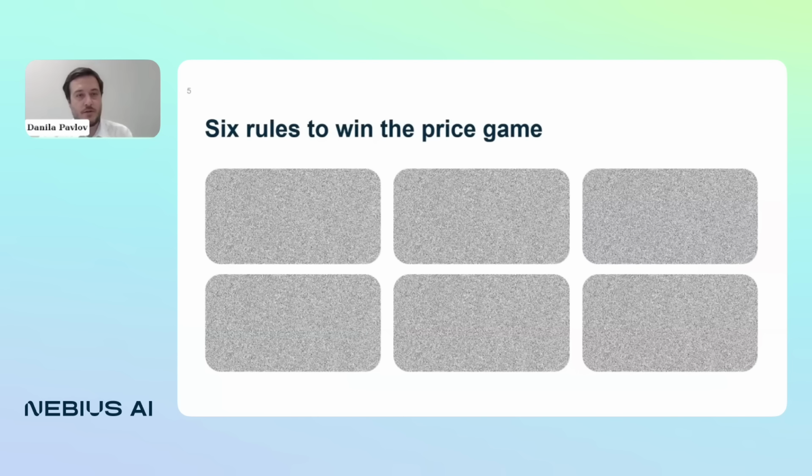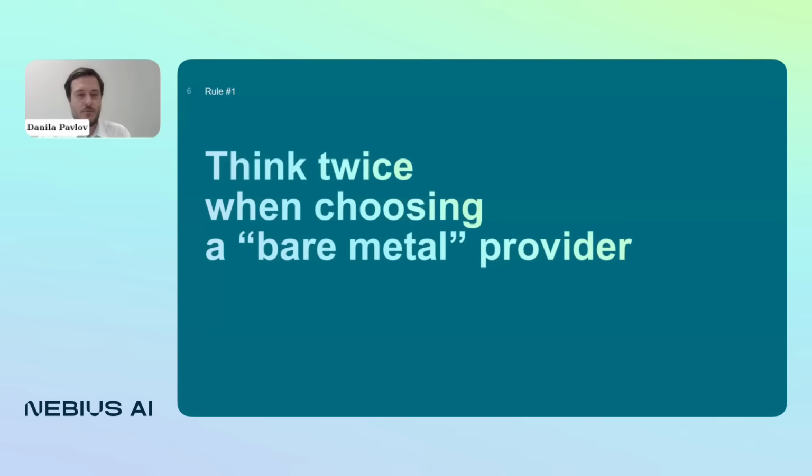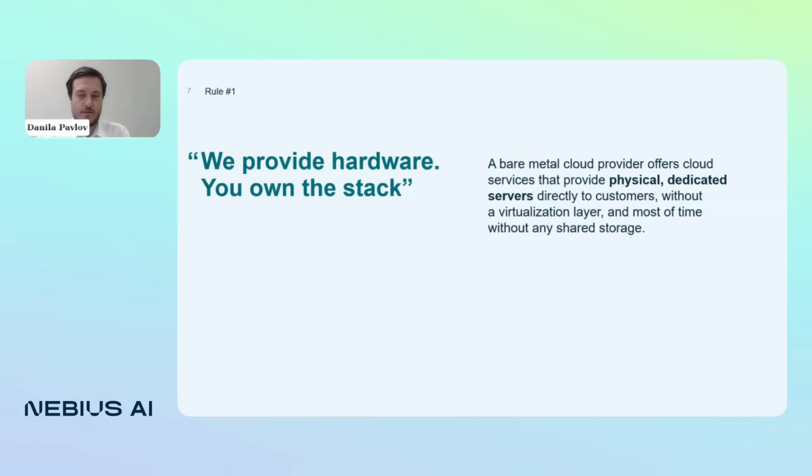So today I'm going to share 6 rules on how to win the price game. We're going to start, first of all, with choosing what's best for you. The idea is you have to think twice before deciding that bare metal is the right choice for you. So let's first start with what bare metal is.